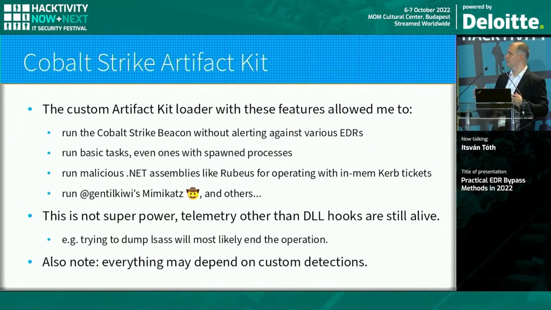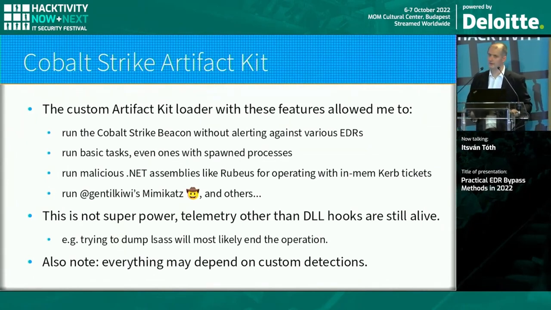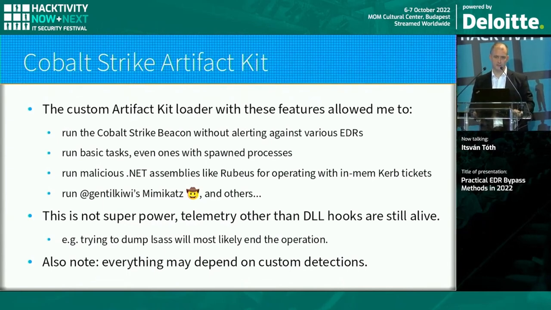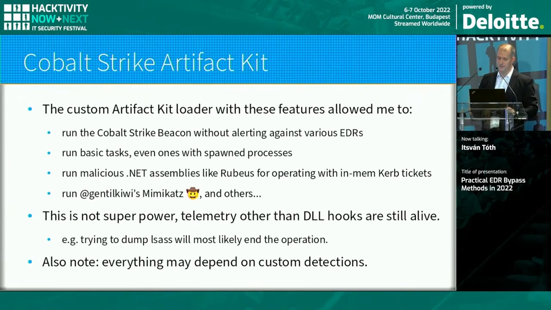When I included only these three techniques in the artifact kit and generated the Cobalt Strike payload, this allowed me to run the Cobalt Strike beacon without alerting. So it connected and I had control over the target computer. I could run basic tasks, even spawn processes, and I could run malicious .NET assemblies. It is very important for offensive operations. Most of the offensive tools, or a lot of them, are written in .NET. Something like Rubeus, a very handy offensive tool for operating with in-memory Kerberos tickets.